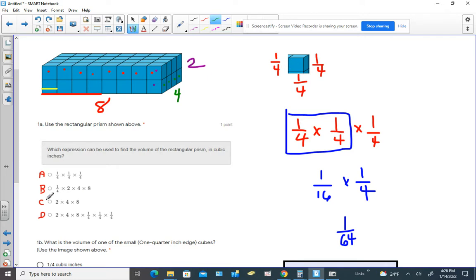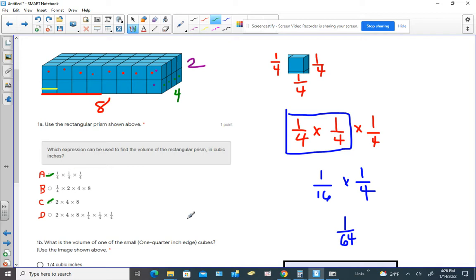Now, if you look at choice C, this would not be correct. Why? Because this would be if these were full inch cubes. They're not, they're 1/4 inch cubes. So we're going to reject that choice. Now, let's take a look at some of the other choices. Why is it not this? That's because that's the volume of just one of the cubes, which we already said is 1/64 of a full cubic inch. So we know that that's not right.